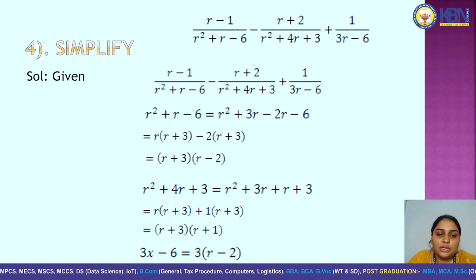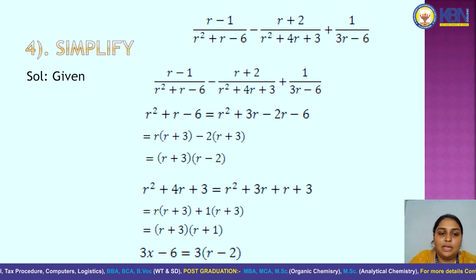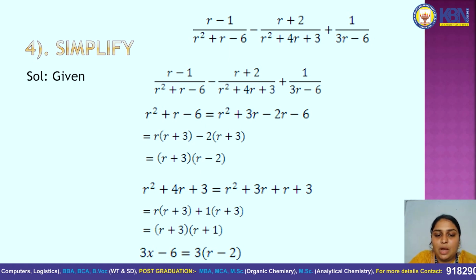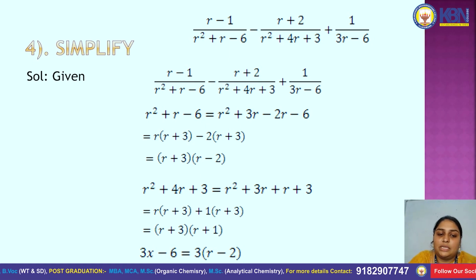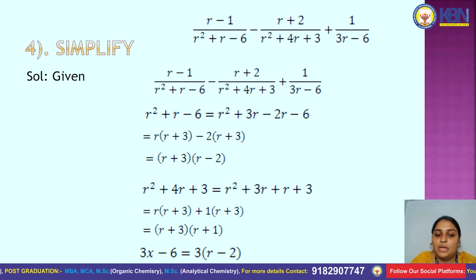Now we have the common term r plus 3. By removing it as a common, then we get r in the first term, and in the second term we get minus 2. Then we get r plus 3 into r minus 2, that is r square plus r minus 6 has the factors r plus 3 into r minus 2.